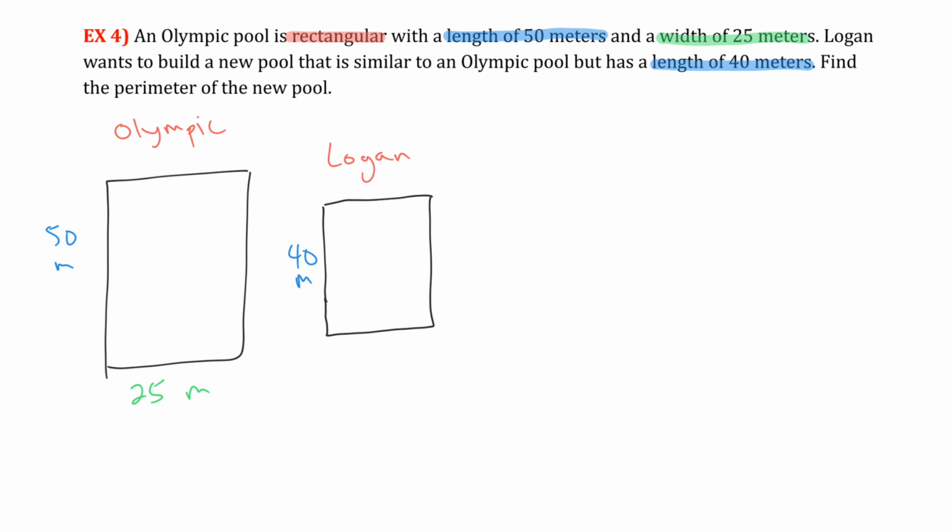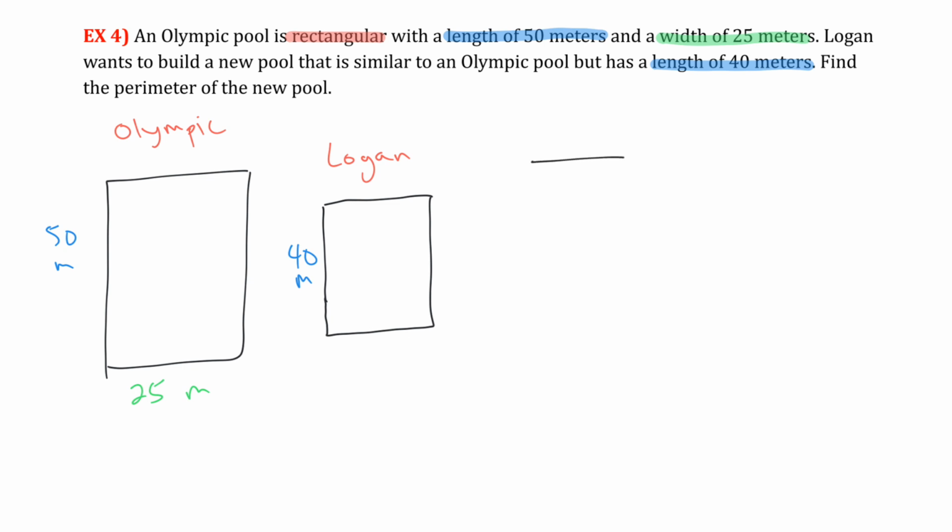All right, so because the problem is asking us to find the perimeter of the new pool, they want us to find the perimeter of this rectangle here. Now, one way to do it is to find the missing side length and then add everything up. But we can actually solve directly for the perimeter using the proportions from the theorem.